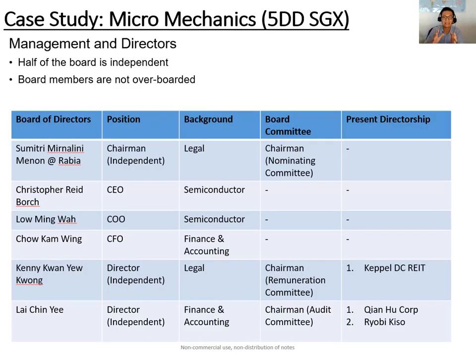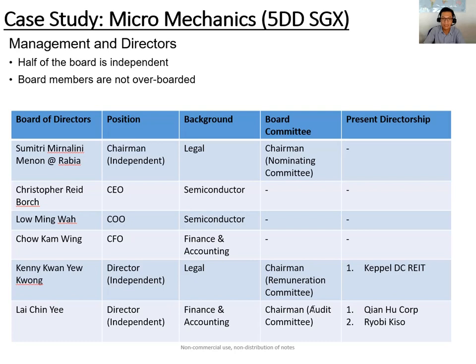When it comes to our case study on Micro-Mechanics, half of the board is independent and the board members are not overboarded as well. There are 6 directors on the board of the company. There are 3 independent directors and 3 non-independent directors. The board members are from different backgrounds. They are from legal, semiconductor, finance and accounting. And the independent directors also chair the board committees, such as the nominating committee, the remuneration committee, and the audit committee.